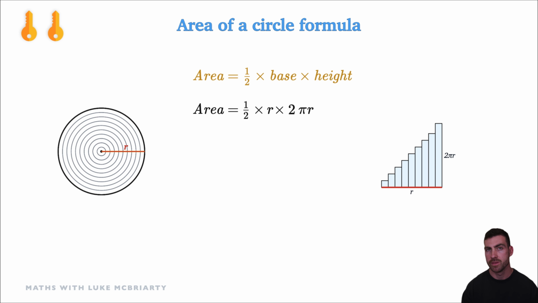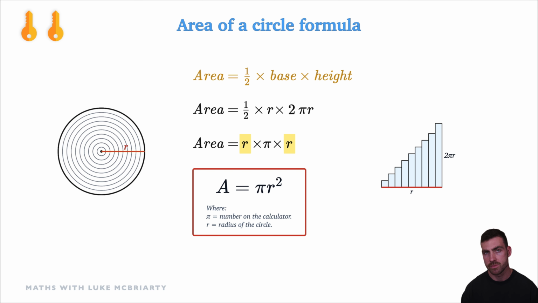Now let's simplify. Because everything is multiplying, we can multiply in any order. Let's multiply the numbers first. 1/2 multiplied by 2 becomes 1. So they disappear. Then we have r times r. Using our index laws, that becomes r squared. Finally, we don't write the multiplication sign in algebra, leaving us with one of the most famous formulas in mathematics, A equals pi times the radius squared. Notice something important. We didn't memorize the formula. We built it from ideas we already knew.